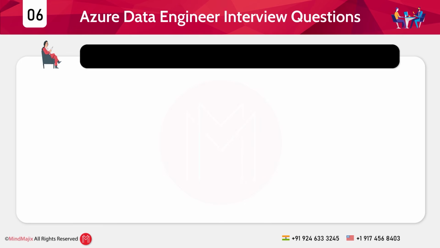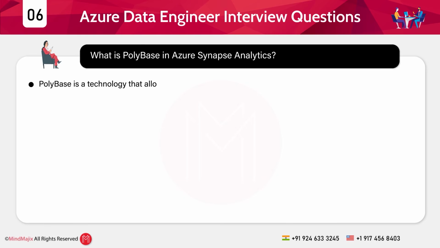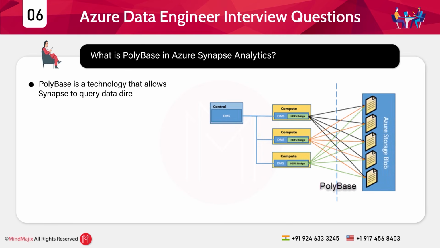The next question is, what is PolyBase in Azure Synapse Analytics? PolyBase is a technology that allows Synapse to query data directly from external sources like blob storage or the data lake without importing it first. For example, you can query a CSV file in the data lake using T-SQL as if it were a database table. So this reduces data movement and speeds up the analysis.